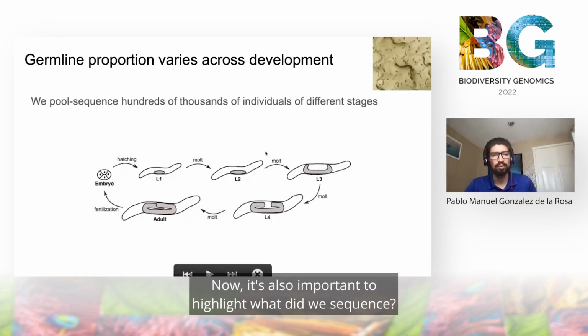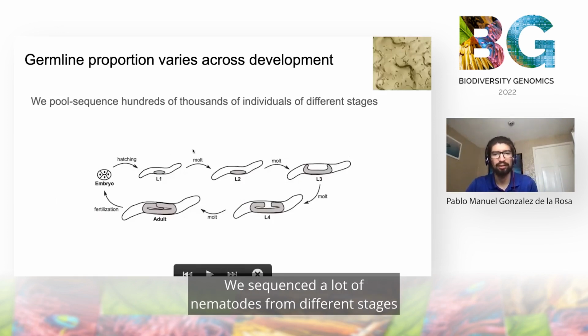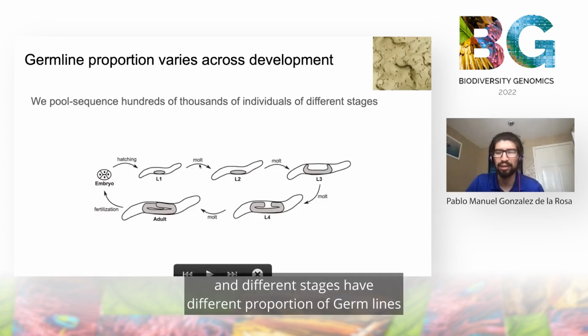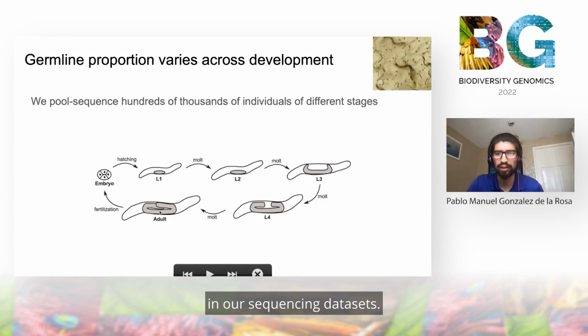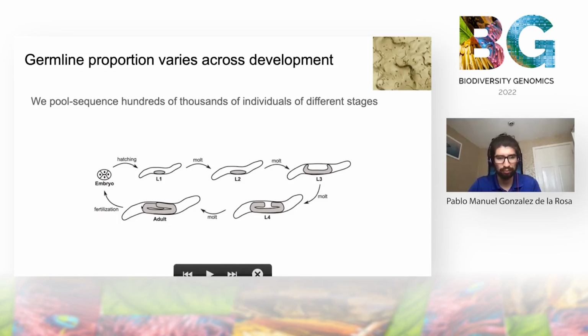Now, it's also important to highlight what we sequenced. We sequenced a lot of nematodes from different stages, and different stages have different proportions of germline. So altogether, we have a varying proportion of germline in our sequencing datasets.